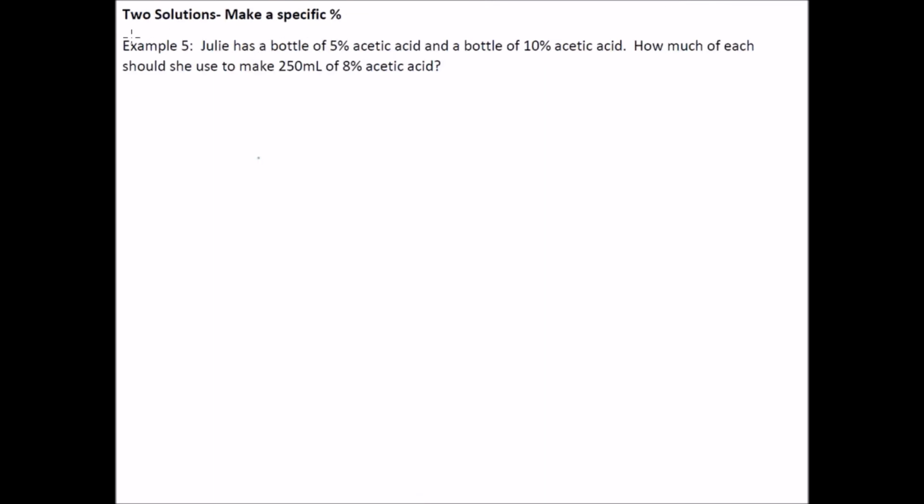Okay, example 5. This example is going to be about two solutions, and what we want is we want to mix them to make a specific percentage. Okay, some of these examples are going to be about acid, alcohol, or like gold. Okay, so Julie has a bottle of 5% acetic acid and another bottle of 10% acetic acid. So basically what Julie wants to do is mix them together, and how much of each of these should she use to make 250 milliliters of 8% acetic acid.